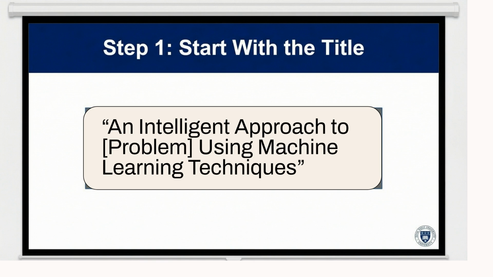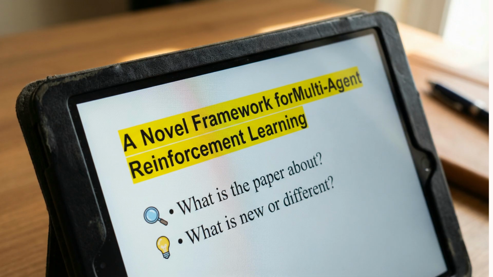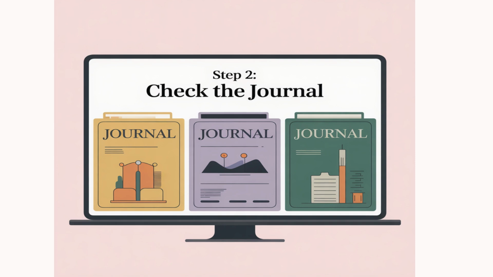Step 1. Start with the title. When you open a research paper, don't rush. First, just read the title. The title usually tells you two things: what the paper is about and what is new or different in this research.